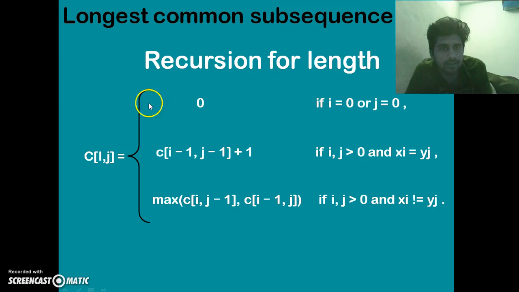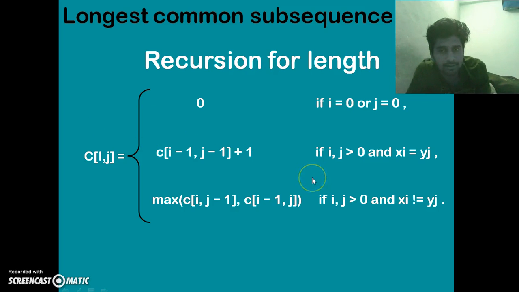Here are three conditions for recursion of length. First, if i equals 0 or j equals 0, then we assign 0 to c of ij. The second condition states that if i and j are greater than 0 and the xi element equals the yj element, then we will increment the value of c of i minus 1, j minus 1 by 1 and assign this value to c of ij.